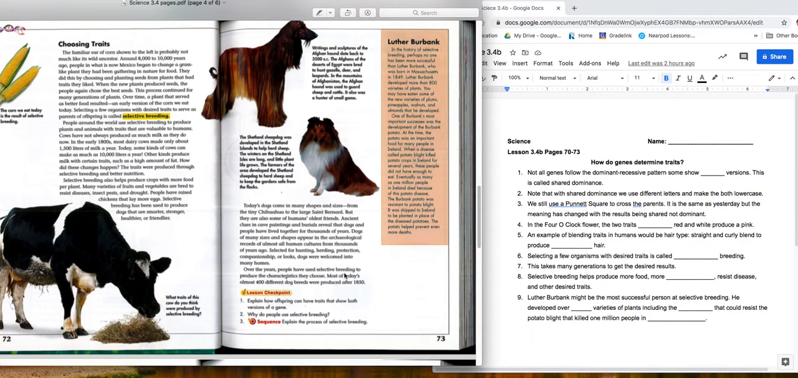Over the years, people have used selective breeding to produce the characteristics they choose. Most of today's almost 400 different dog breeds were produced in the last 170 years, guys. And so they give you some examples of the different dog breeds out there and what they're good for. You know, do I want a big dog for what he's used for, a small dog so I can carry it around kind of thing.